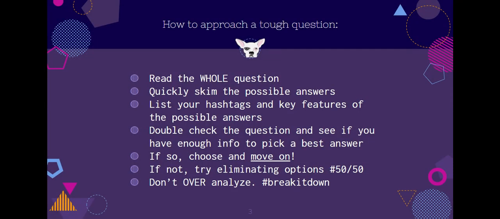First, a few tips on tackling tough questions on the Study Notes ABA mock and on the big exam. Take time to read every single word. I know you don't have a lot of time and may feel rushed, but this is not the place to take shortcuts. Read the whole question. Next, quickly skim the possible answers. List your hashtags and key features or other memory devices. Then return to the question and see if you have any of your hashtags in the question yourself. If you have a match, pick that answer and move on. Don't overanalyze, future behavior analysts.